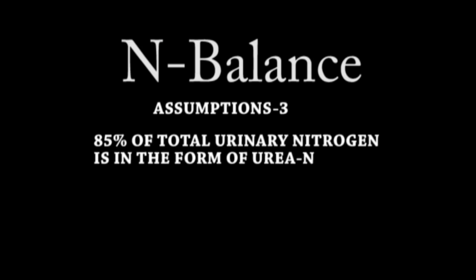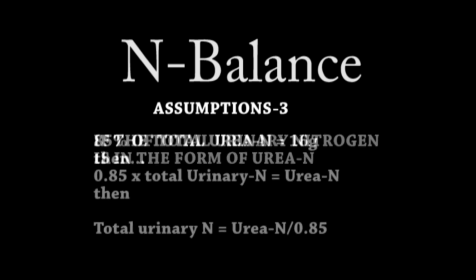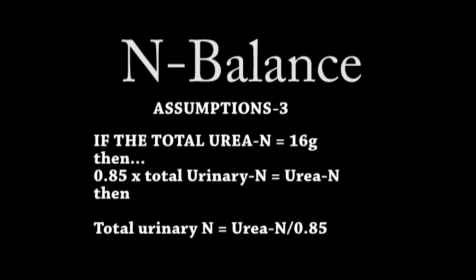The next aspect of the nitrogen balance equation is trying to explain why urea nitrogen is actually divided by 0.85. And so the main assumption here is that 85% of total urinary nitrogen is in the form of urea nitrogen. Now let's look at a concrete problem. So if the total urea nitrogen is 16 grams, then if we accept that 85%, or 0.85, of total urinary nitrogen is equal to urea nitrogen, then we can formulate this equation. Total urinary nitrogen, which is necessary to understanding the full equation of nitrogen balance, is equal to urea nitrogen divided by 0.85. So it's a simple algebraic equation.